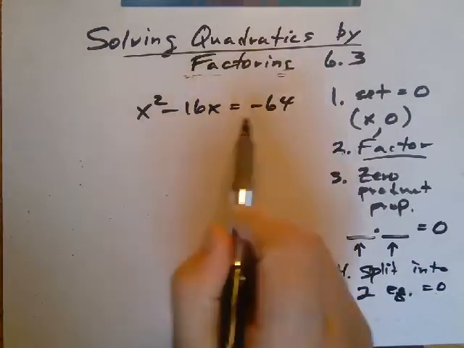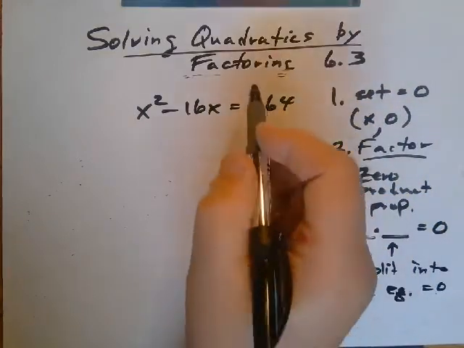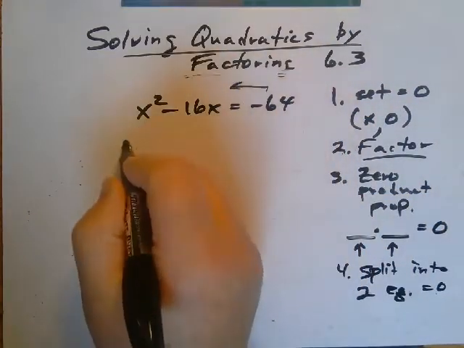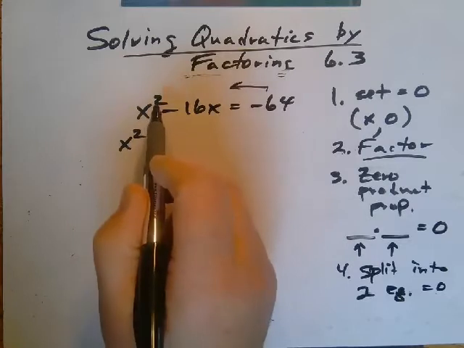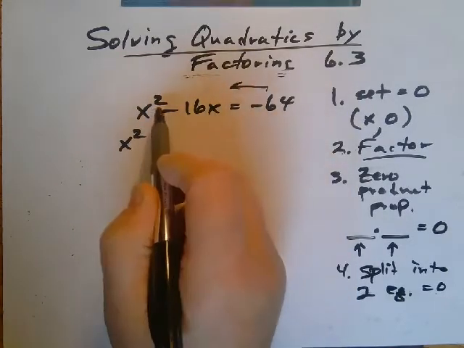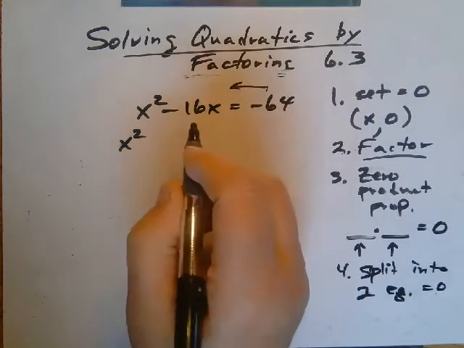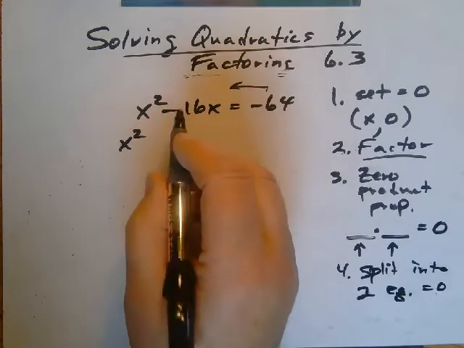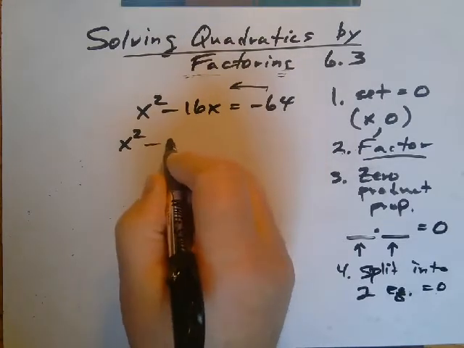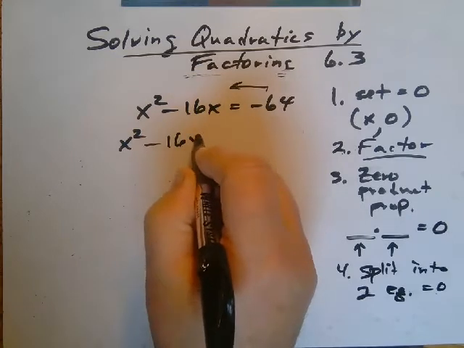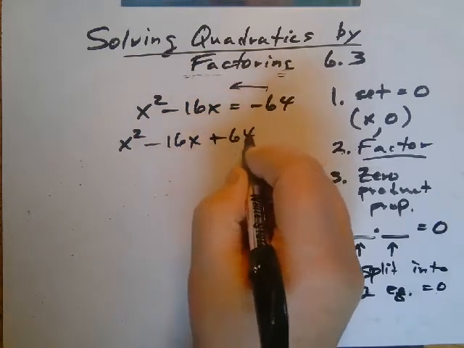And our first thing we're going to do is set it equal to 0. So I'm going to move this over to the left again. By the way, I'm trying to keep the x squared positive. If I let the x squared become negative, it gets harder to factor. So if I subtract 64 or add 64 to both sides, I get this.